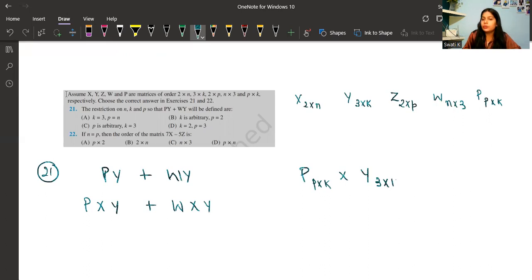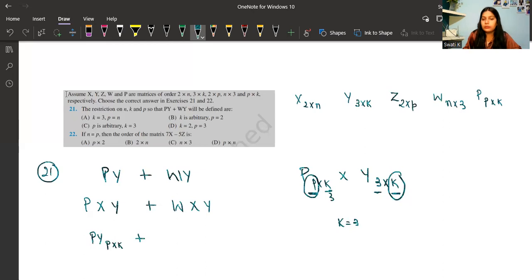right? So here you can see that this and this are equal, right? Why are they equal? Because P times Y will be valid only if this and this are the same. So it also tells you that K is equal to 3. Keep that aside. K is equal to 3, that means this is 3 and 3, and if these are the same, the resultant will have the order this cross this. This is the rule, okay? So Py should have the order P cross K, okay?